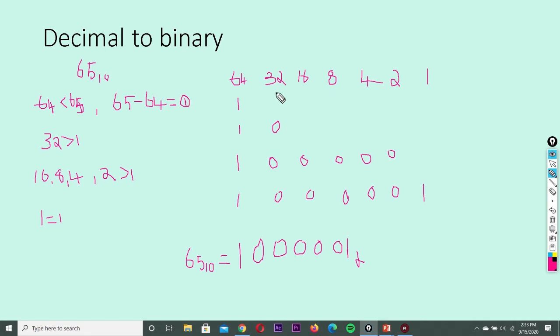So if you take 1 and compare it with 32, 16, 8, 4, 2, all these powers are greater than 1. So we have to write zeros. If it is greater we make it 0. Next, 1 is equal to 1. So whether equal or lesser, we write 1. Okay, so then we got the final answer for the given decimal number 65.